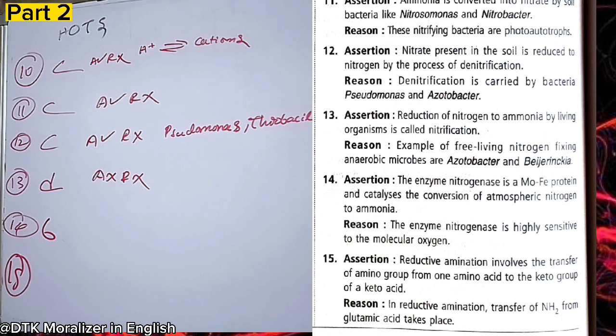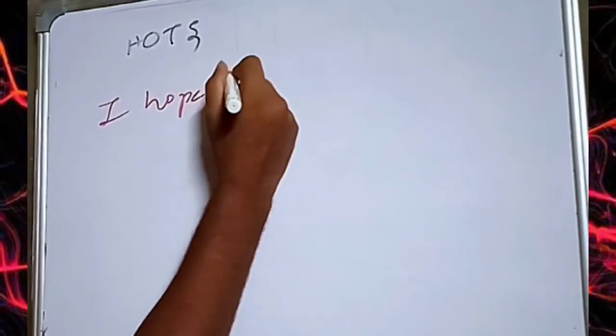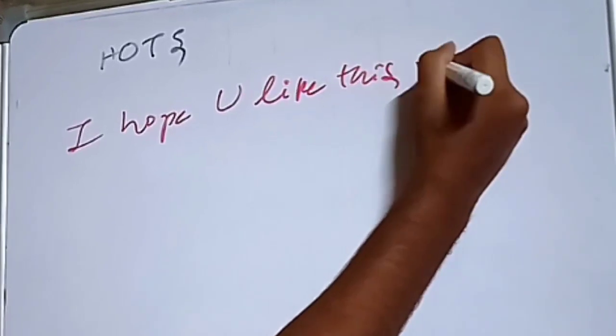Now question number 15. Reductive amination involves the transfer of amino group from one amino acid to the keto group of a keto acid. No. In reductive amination, NH2 is not transferred from glutamic acid. Where exchange of NH2 is mentioned, it could be like transamination. So here assertion and reason are both false. So option D here.